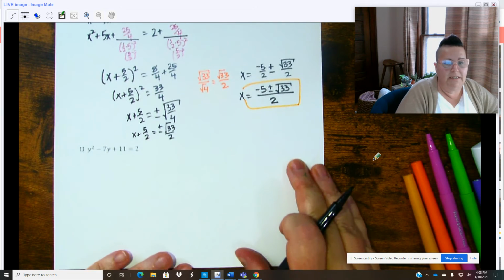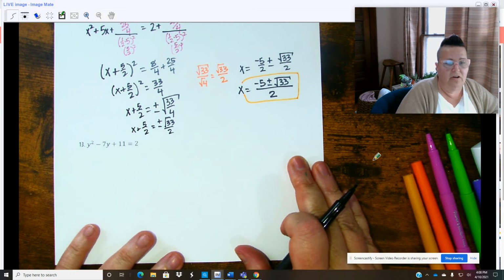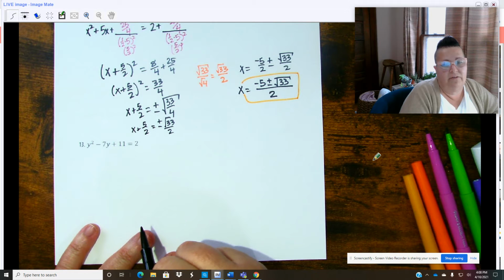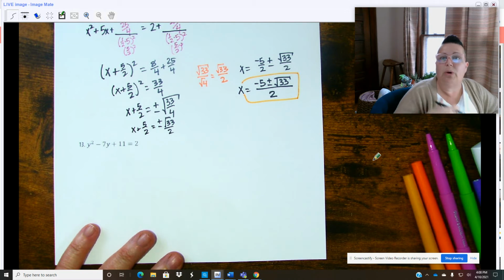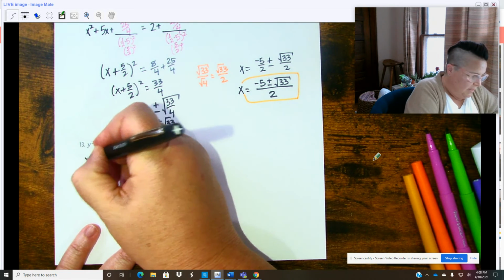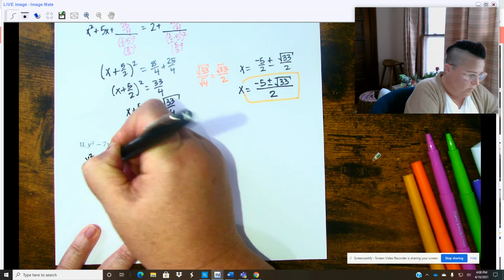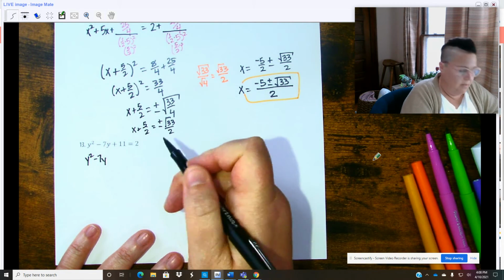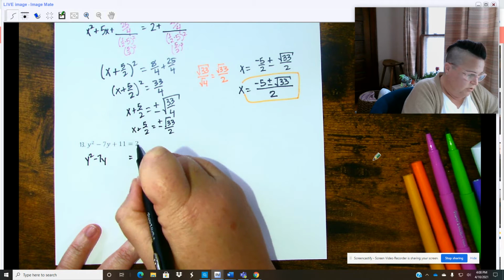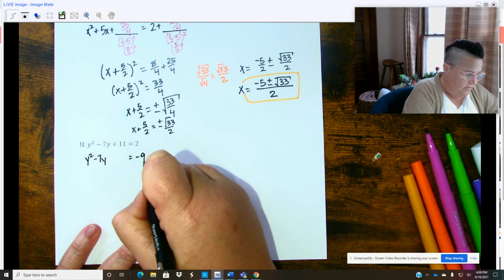Trying number 13. Similar story here. I've got y squared minus 7y plus 11 is equal to 2. I want to complete the square on this. And that means I want to force a perfect square on that left-hand side. So I'm going to keep the y squared minus 7y, and I'm going to subtract 11 over. So 2 minus 11 is a negative 9.